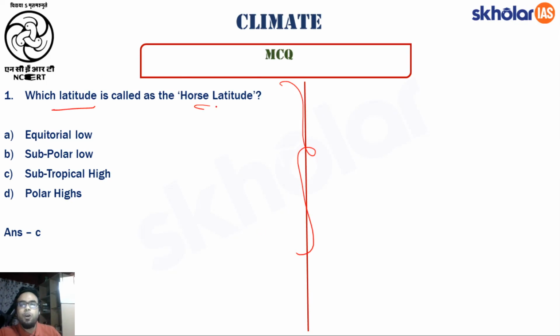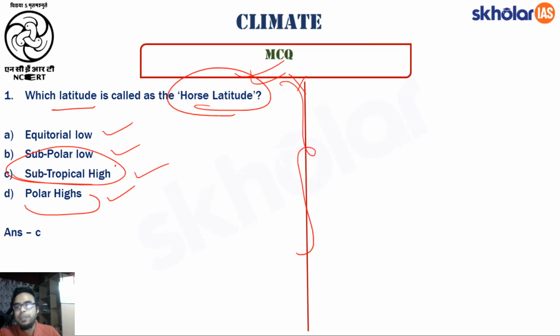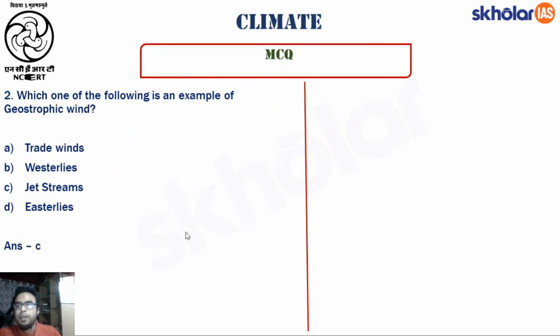Which latitude is called the horse latitude? This I have not discussed, right? Your options are equatorial low, subpolar low, subtropical high, and the polar highs. Your horse latitudes are the subtropical high pressure belts. It is also known by the name of horse latitude. Very, very important, right?